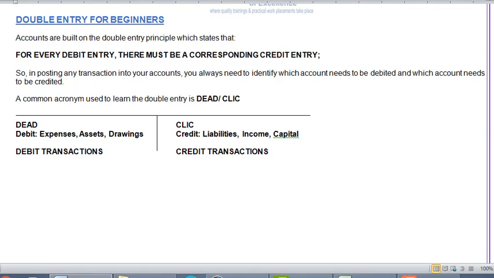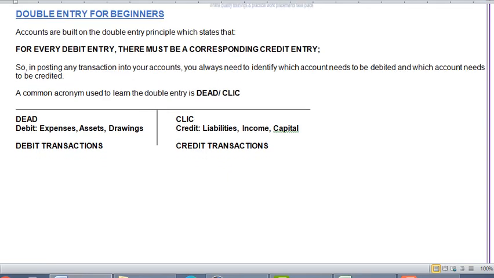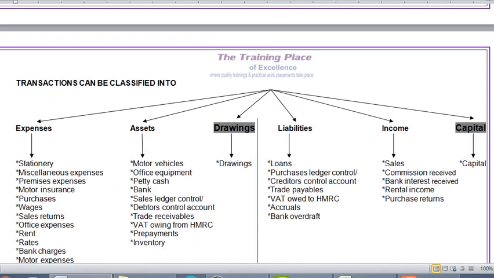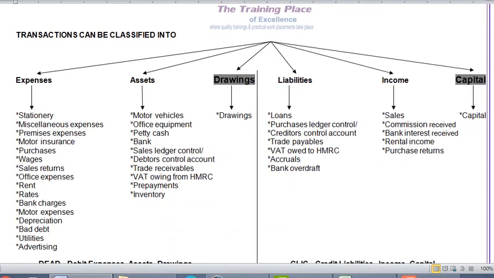So of course you need to know what is income before you even start talking about whether you are going to credit it or debit it in line with DEAD-CLIC. Or better still, you need to know what is an expense before you start knowing whether it's on the DEAD or on the CLIC, and whether I'm going to debit it or credit it, or whether it's increasing or decreasing. So we want to look at sets of transactions that can be classified into different items.